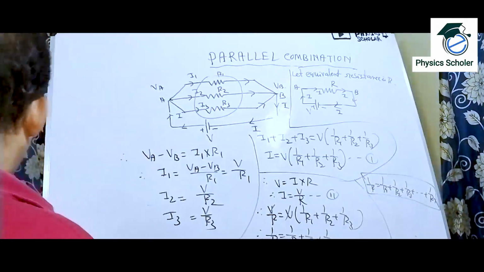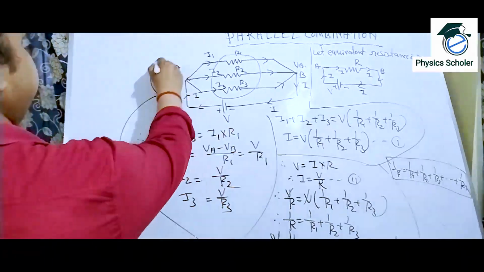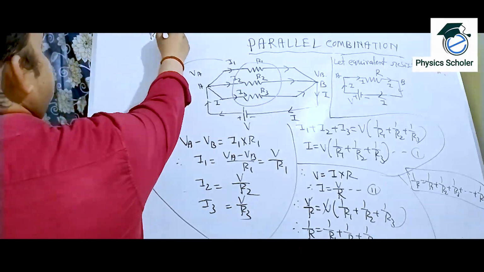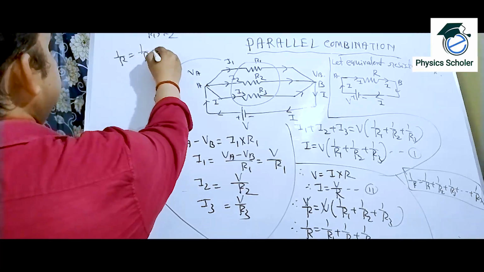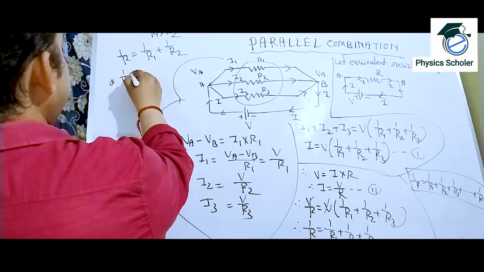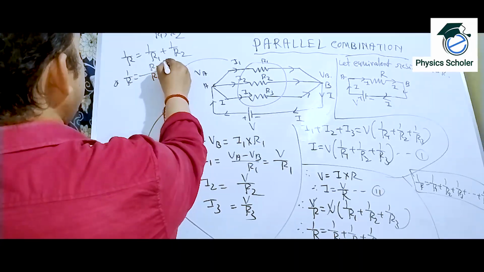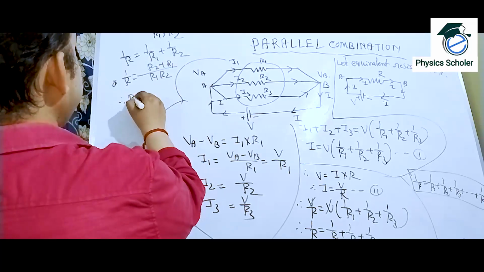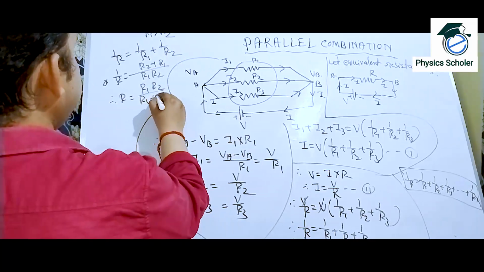Now suppose we are assuming two resistances, R1 and R2. So 1 by R is equal to 1 by R1 plus 1 by R2. What will be the LCM? R1 R2. Then it will be R2 plus R1 over R1 R2. That means R is equal to R1 R2 by R1 plus R2.